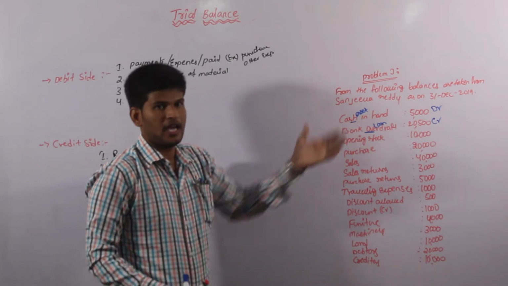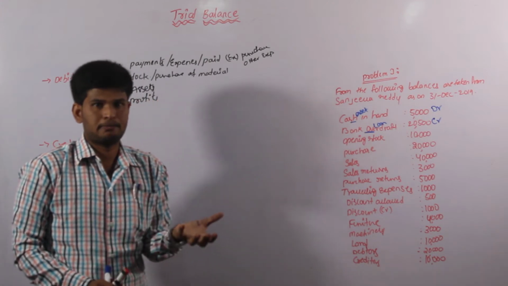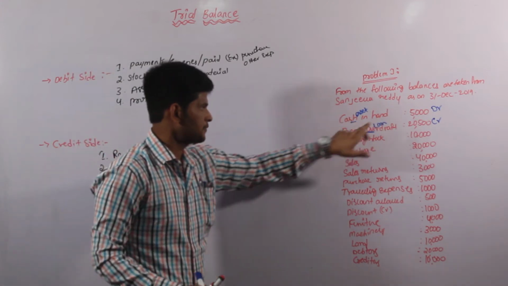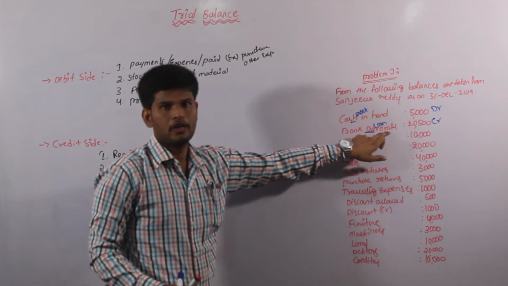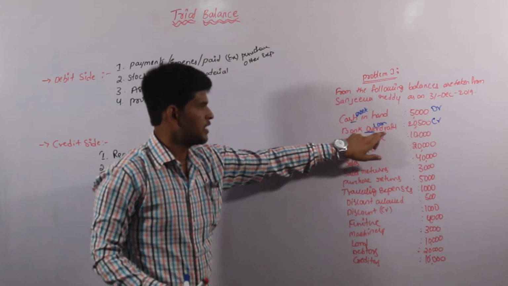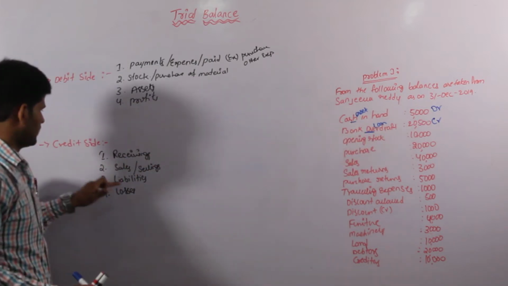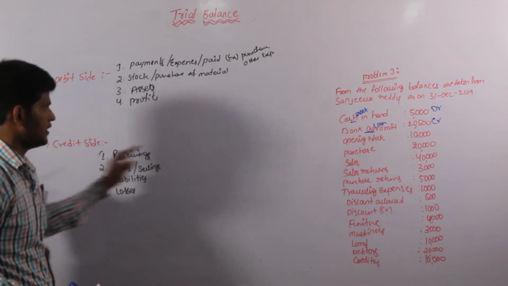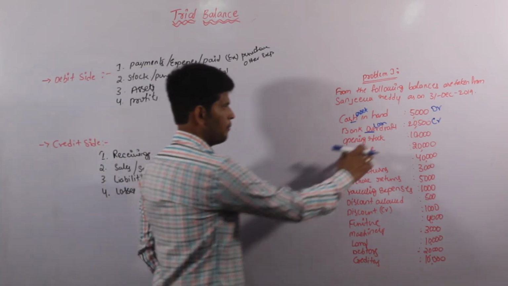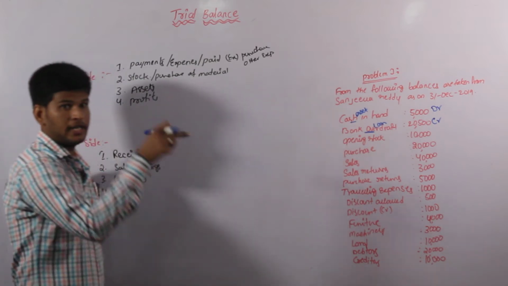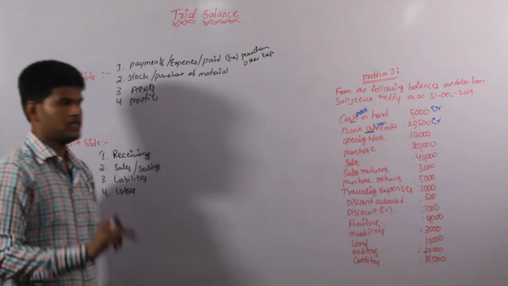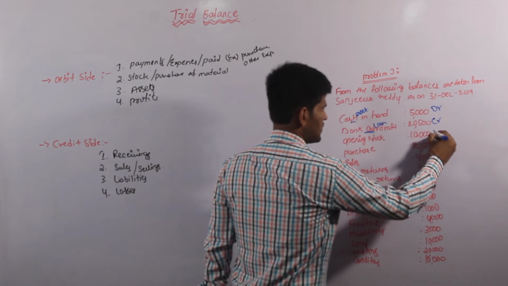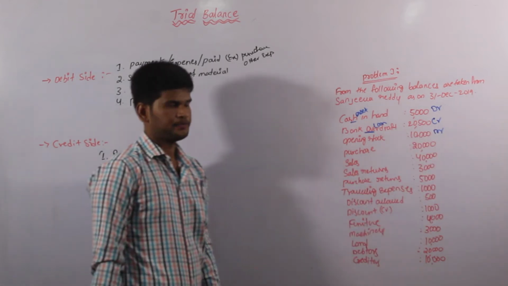Cash in hand means we have some cash after expenses. It will be on the debit side. Bank overdraft. Overdraft is nothing but a loan. A loan is always on the credit side. Liability is nothing but a loan. It will be on the credit side. Opening stock. Stock in the trial balance is always opening stock. Stock is always on the debit side.